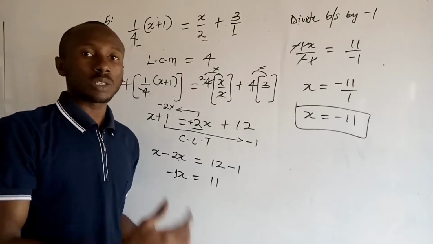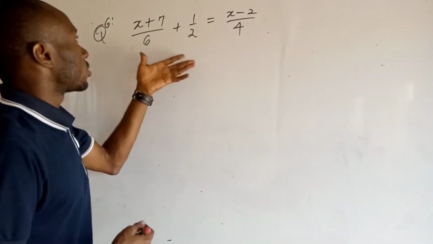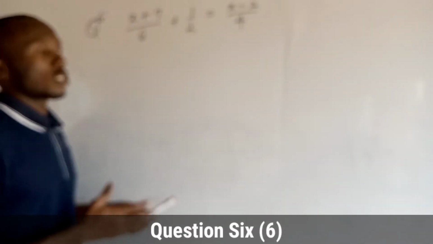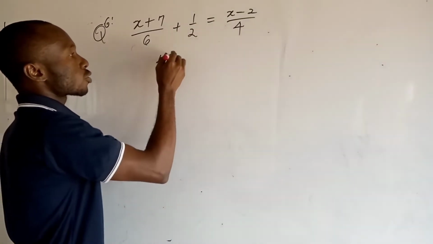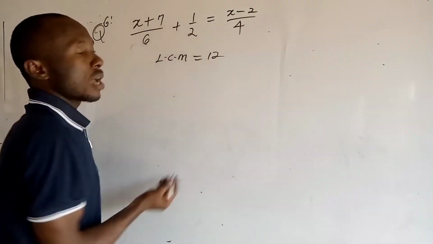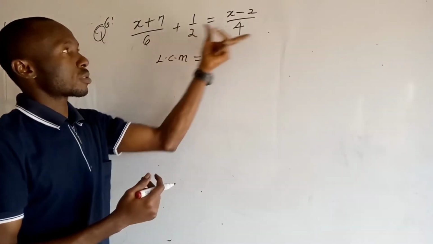Stay with me to question number 6. So this is question number 6. Now the first thing you want to do is to find the LCM of 6, 2, and 4. The LCM of 6, 2, and 4 is 12. And what do you do with 12? You multiply it to both sides of this equation.